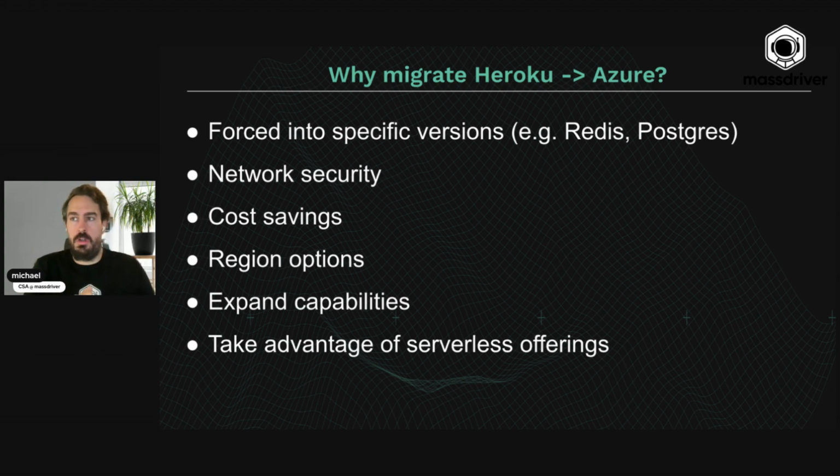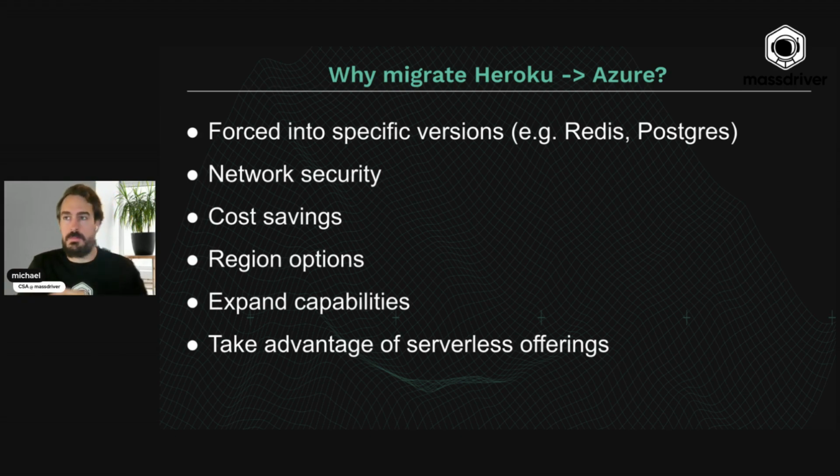Network security: your Heroku infrastructure being essentially open to the public, your application talking to your database over the public internet, is not typically something that companies like to know. One thing that I didn't add in here is that your secrets aren't actually hidden. So if anyone has access to your Heroku account, they can view every secret that you set for your application, essentially exposed environment variables. There's cost savings when migrating from Heroku to the cloud.